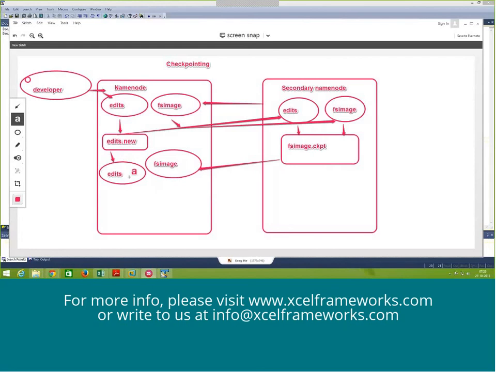Okay, it will be rolled back into the edits file. Now you're back to square one, in the same state. This process keeps on happening every 1 hour, and that process is called checkpointing. This is nothing but checkpointing.